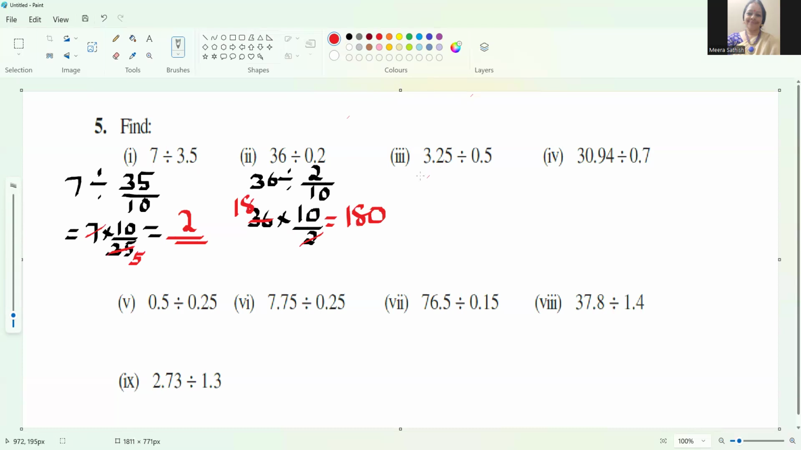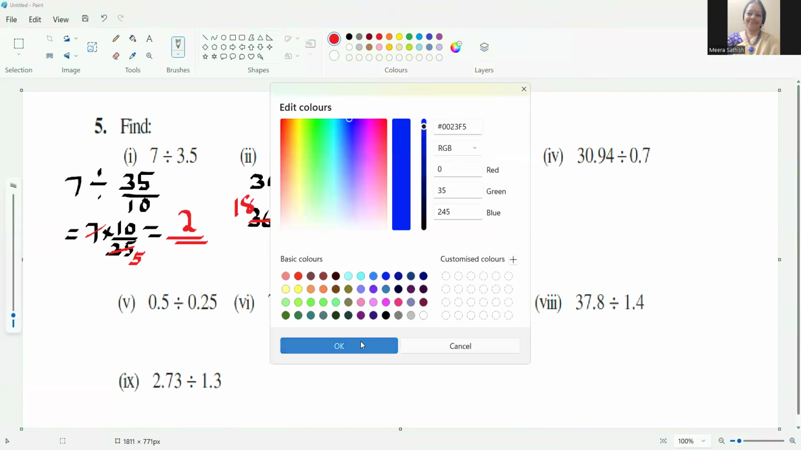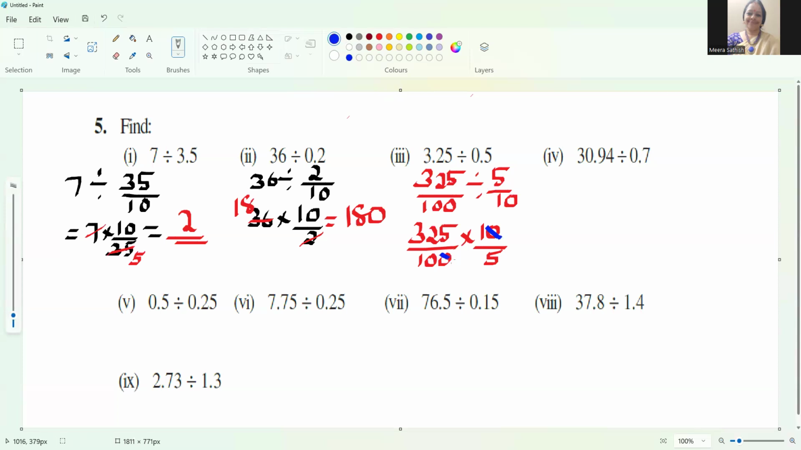Now, both are decimal. So 325 by 100 divided by 5 by 10. Now multiply with the reciprocal: 325 by 100 into 10 by 5. So you can cut the 10 by 5, the 1 0 you can cut. Now, don't cut this 10 with the numerator. 10 you keep there because we need that to convert it into decimal. You divide 325 by 5.